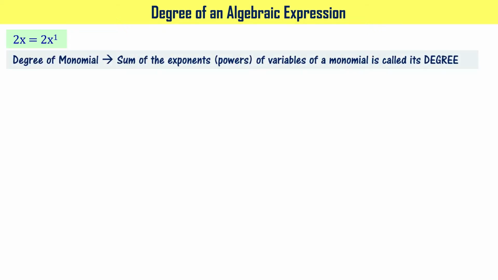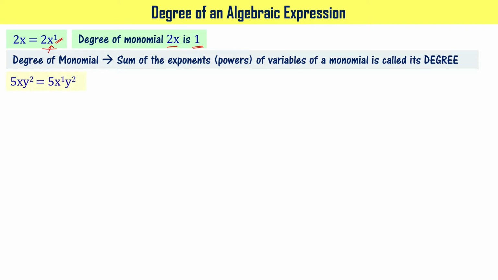Degree of a monomial is defined as follows. The sum of the exponents of the variables of a monomial is called its degree. Here you have 2x power 1 as the monomial. The variable is x and its exponent, or power, is 1, right? It means the degree of the monomial 2x is 1, right?